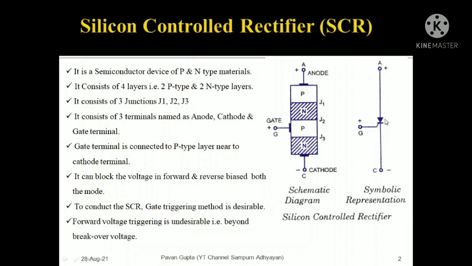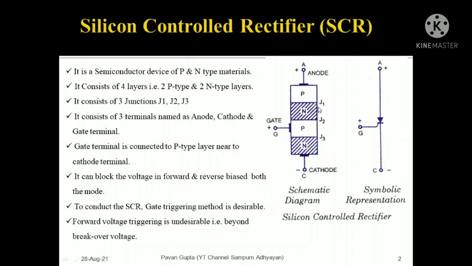Its symbol is similar to the diode. On the P side there is an anode, on the N side there is a cathode, but a third terminal is provided near the cathode side, on the P layer near the cathode. Also, when you apply a positive voltage at the anode and a negative voltage at the cathode, it has the property of forward blocking the voltage, unlike diodes. A diode, when forward biased, starts conducting, and as soon as it becomes reverse biased, it stops conducting. Unlike the diode, the SCR has forward blocking capability as well as reverse blocking capability. But why is it called a power electronics device?